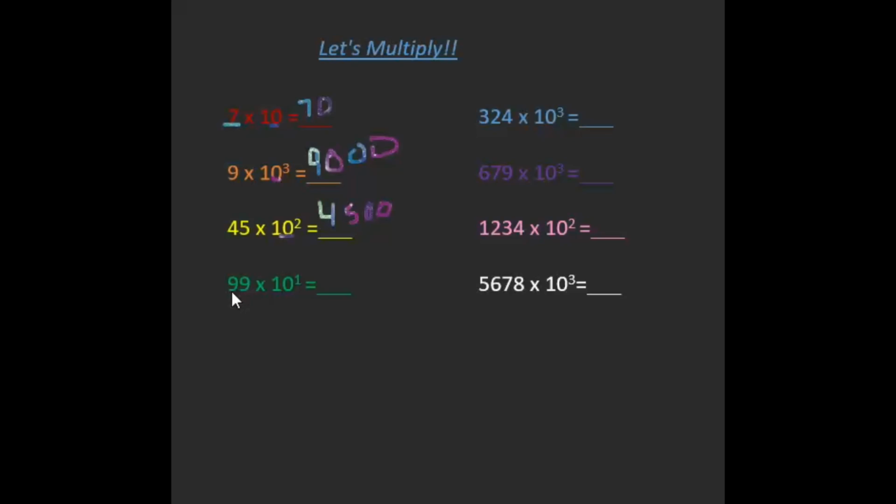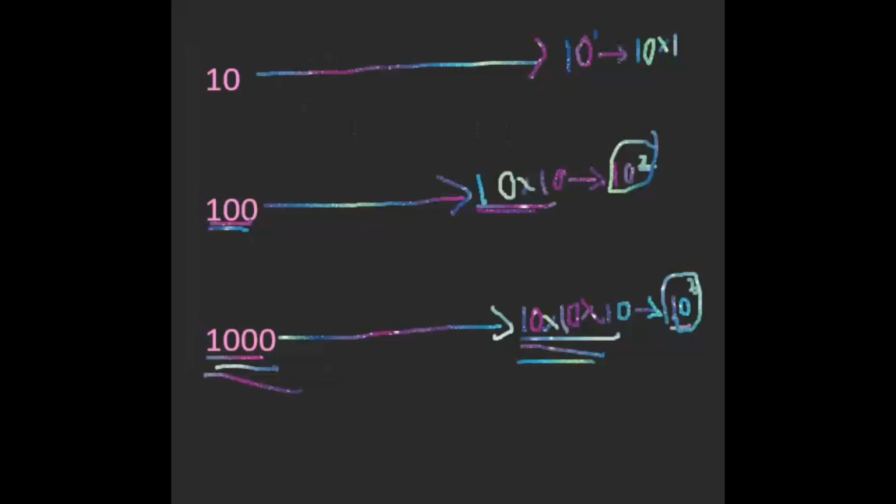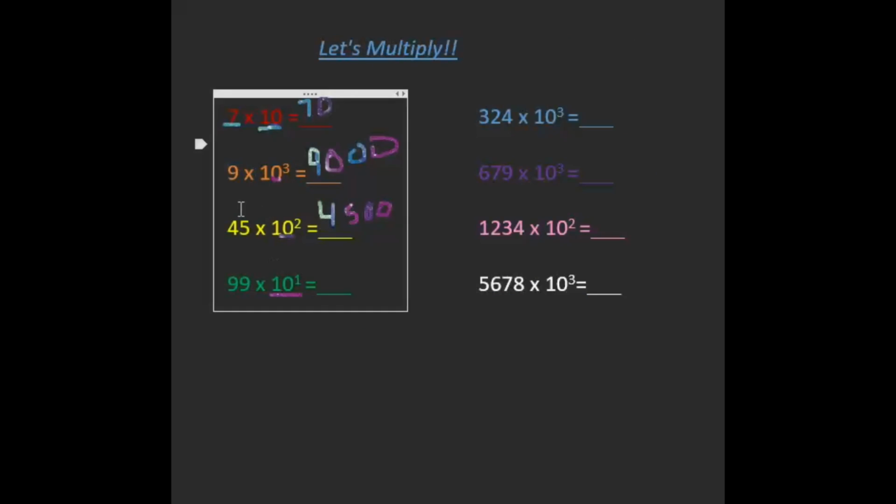The next problem is 99 times 10 to the power of 1. We saw in the first problem that I had just written down 10, but now it's 10 to the power of 1. Let's look back to that last page. So we see that 10 is equal to 10 to the power of 1. You could either write 10 as 10, or 10 to the power of 1. But I find 10 easier so that you don't confuse your multiplication.